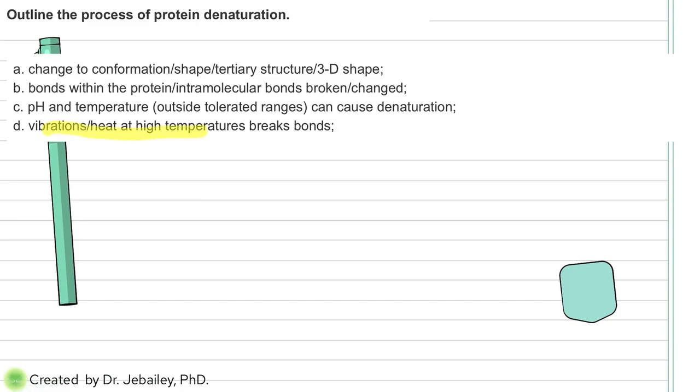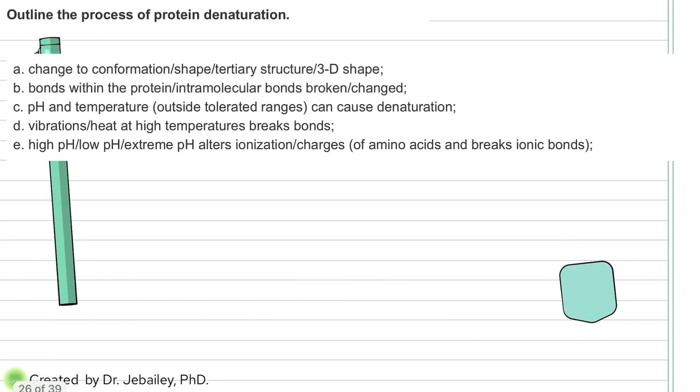Vibration and heat of high temperature. Yes, so this is explaining how high temperature works, right? Because we mentioned temperature can do it, but how? By having high temperature that can break the bonds. Next, high pH or low pH, extreme pH, can alter the charges. Just like I mentioned, the amino acids have charges, some of them positive or negative, right? But with the pHs, they can change those charges. That means it can go from positive to negative, negative to positive, and that can change the entire structure.